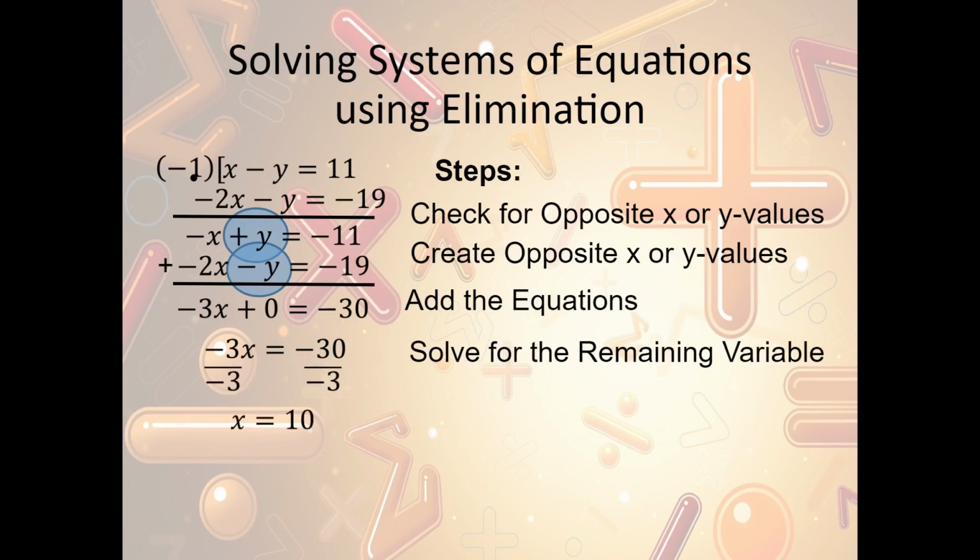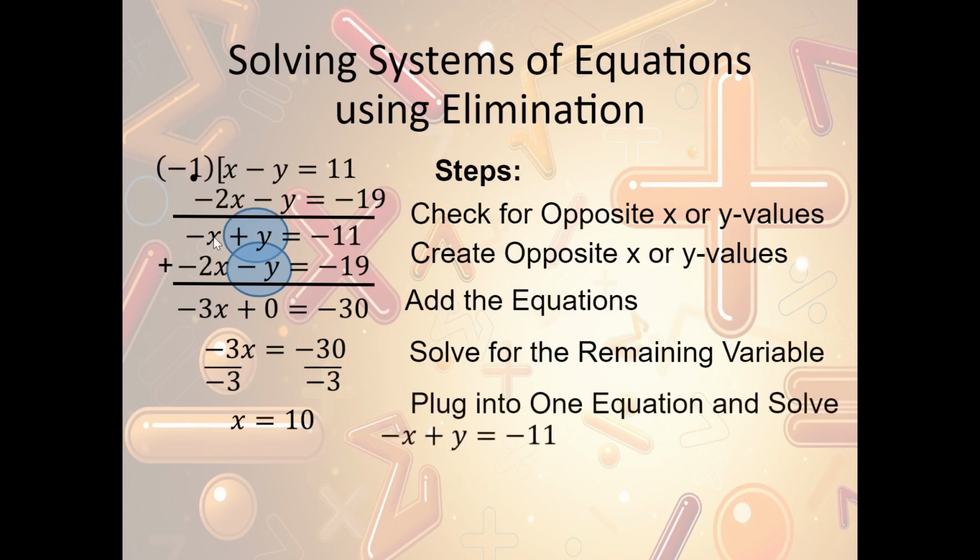Now we're going to plug that into one of the equations and solve for the y value. So I'm going to go ahead and use my new equation. I can use the new equation or any of the two that I started with. I'm going to just use the new equation. That's fine. So I'm going to plug 10 in for x. So this is negative 10 plus y is equal to negative 11. I add 10 to both sides to get y by itself. And I get y is equal to negative 11 plus 10 is negative 1. So y is negative 1 and x is 10.